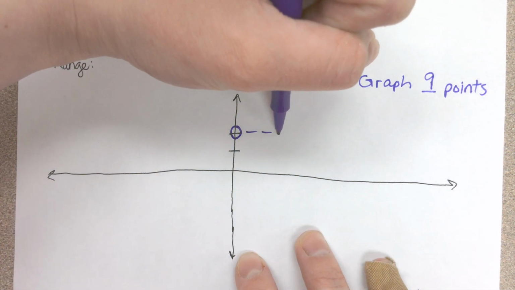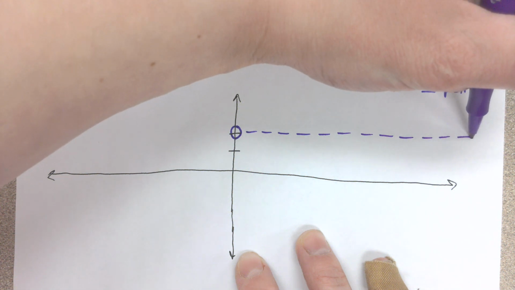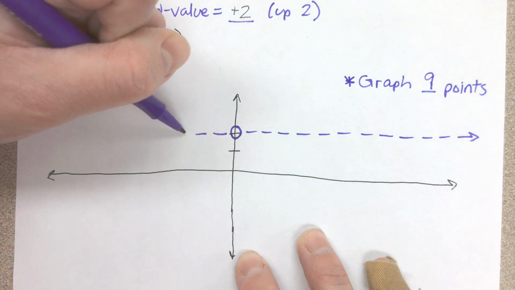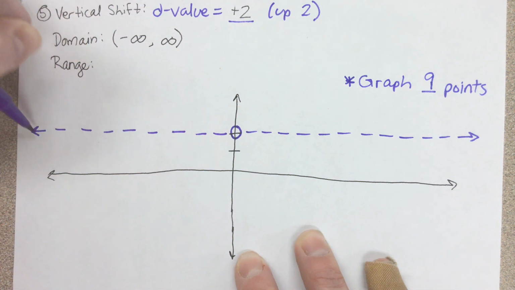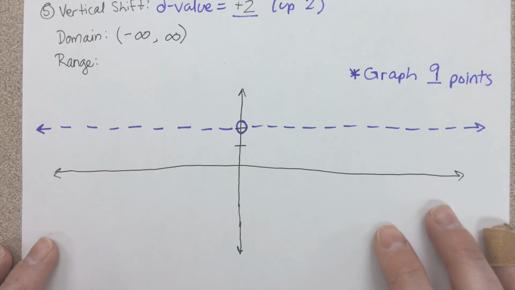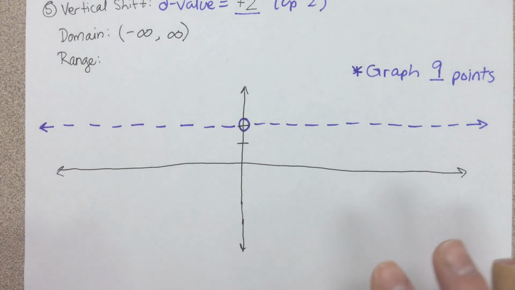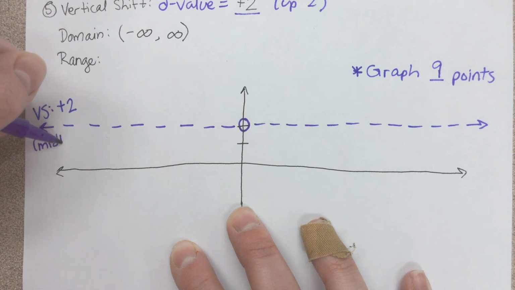And I'm going to go ahead and draw a dashed line through it. This is going to represent my midline, which normally sits on the x-axis, but now it's not. So this represents a vertical shift of +2. And again, this is also the midline.